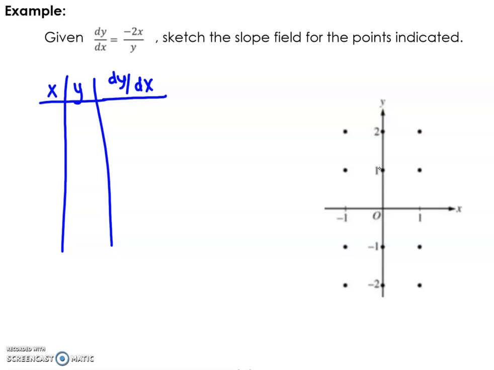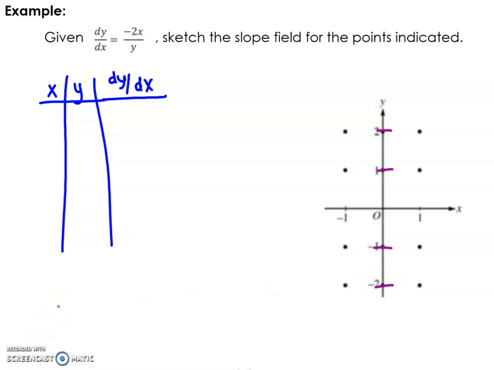So again, we can kind of assume things from here. When x is 0, dy over dx will be 0. When y is 0, dy over dx will be undefined. So I can tell that it's going to equal 0 when x is 0. So x is equal to 0 here, here, here, and here. So I have those horizontal lines.